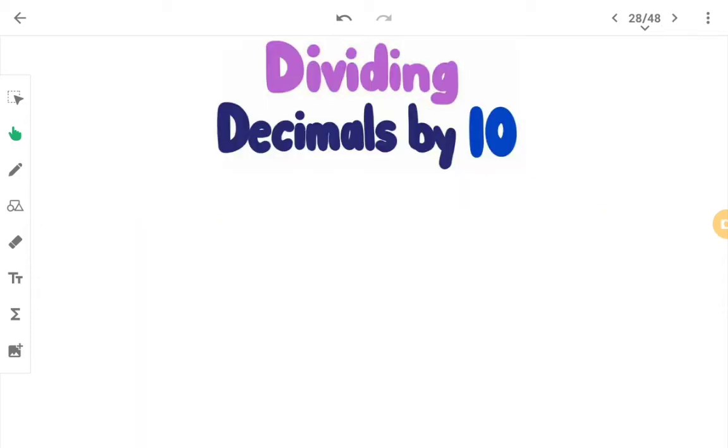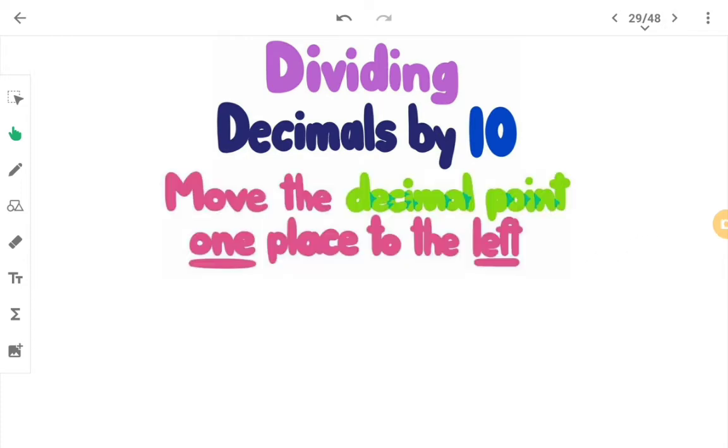Okay, that is division. We are going to divide a decimal number by 10. In a multiplication, we are moving the decimal place towards the right. And here it is a reverse one, right? So we have to move the decimal place towards the left. Move the decimal point 1 place to the left. Why do I mention 1 place? Because here we are having 1 zero. Okay? Yes.